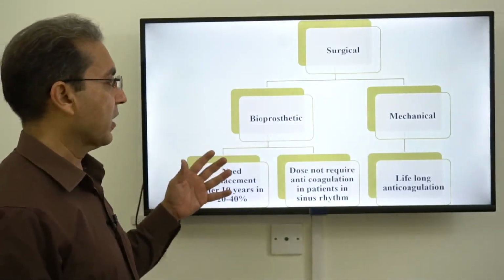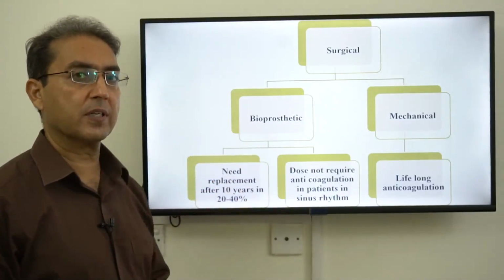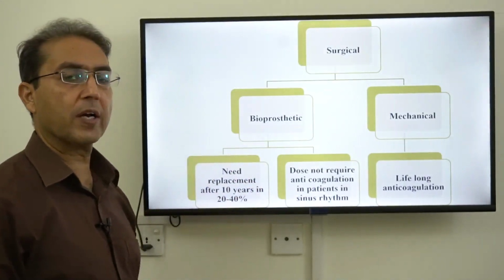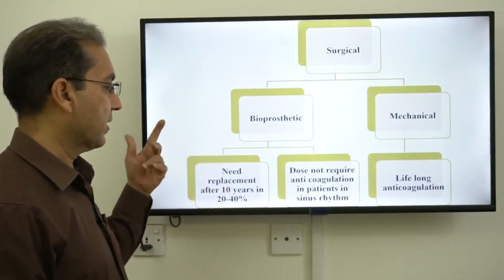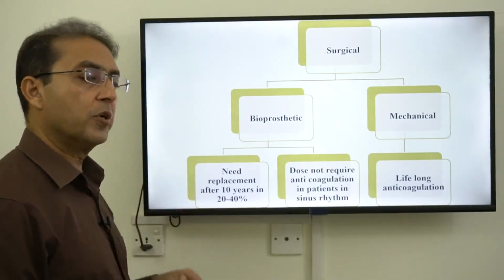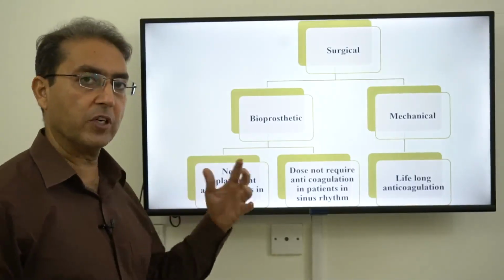Then we've got bioprosthetic valves. They are very good. They do not require anticoagulation if the patient is in sinus rhythm. But if the patient develops atrial fibrillation, these patients also require anticoagulation. And another problem with the bioprosthetic valve is that they need replacement after every 10 years. Almost 20 to 40% of the patients may require replacement of the valve because the valve wears off.